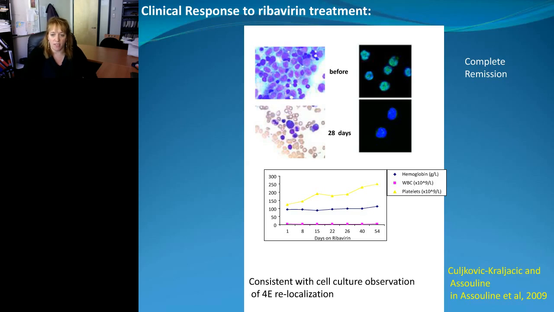And what we also see here is that at 28 days, when this patient achieved remission with oral ribavirin, that 4E localization has changed dramatically and looks much more like a normal cell. And this correlates with bone marrow smears here that are clearly highly leukemic, and here the cells, you can see nice signs of differentiation. So this all indicated to us that ribavirin could both target EIF4E activity and that we could see clinical benefit.